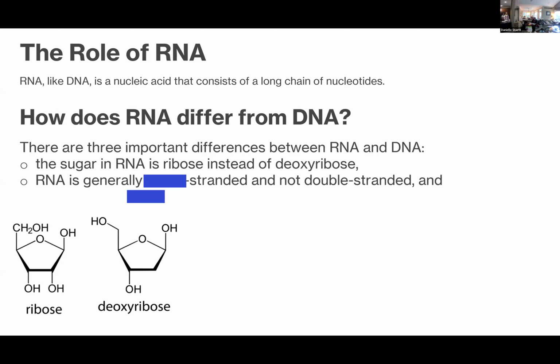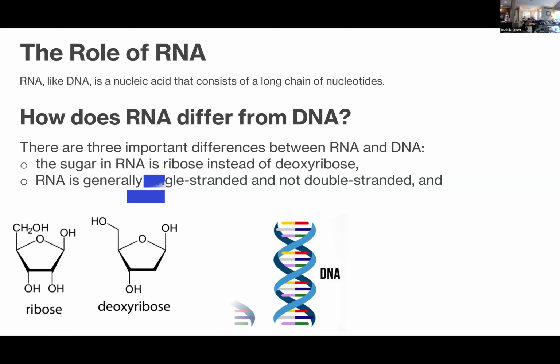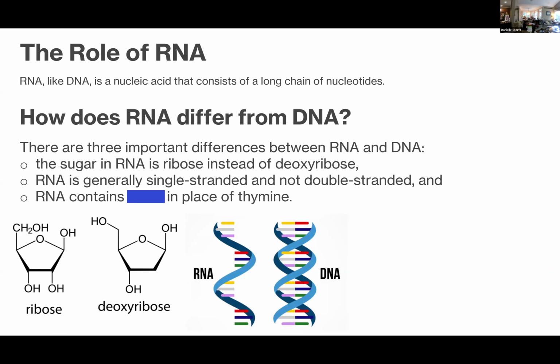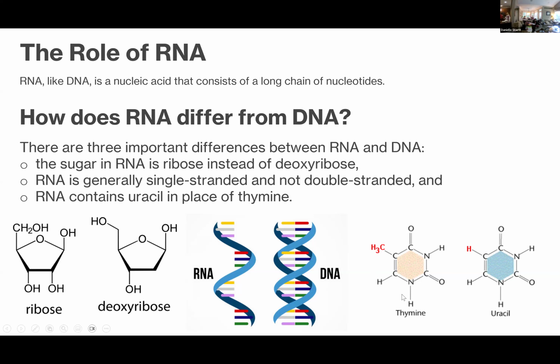Second is that it is generally what kind of a strand, Kenneth? Single strand instead of double strand, like DNA. All right, and then it contains what in the place of thymine? This time, Eunice. There you go, uracil. So where you typically have thymine in your DNA complementary strand, in RNA, we don't have thymine, we have uracil. So if you see a chain of nucleotides and there's a U, you know you're dealing with RNA. If there's T's, you know you're dealing with DNA.